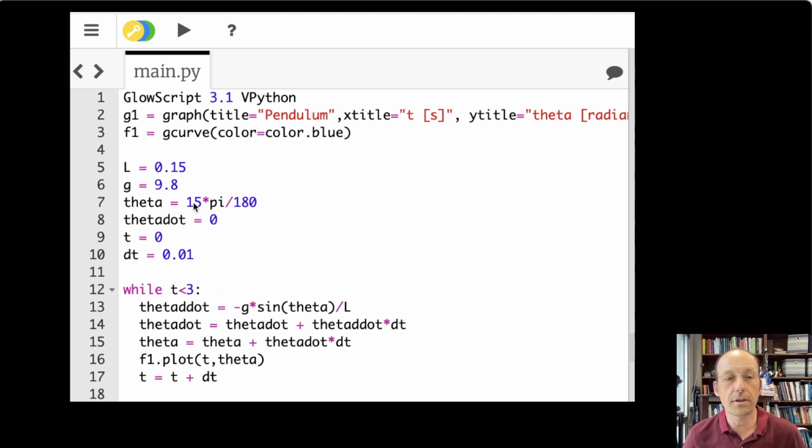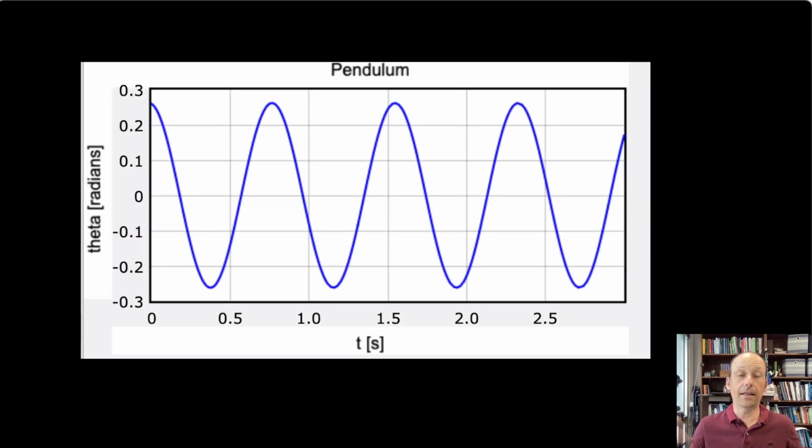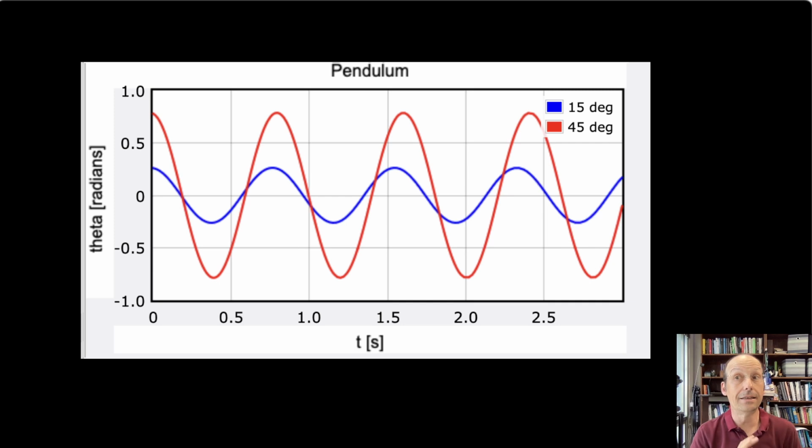So this is starting with a 15-degree angle, which is still considered a small angle approximation. And if I plot theta as a function of time, I get this. And that does look like sines and cosines. That agrees with the small angle approximation solution that we had before. But what if I use a large angle? This is if I do a 45-degree angle, it's not the same thing. It kind of looks like it, but it's not. And you'll notice that these don't line up, right? So the periods are different too. So it's not simple harmonic motion. But both of these are done with that same calculation.